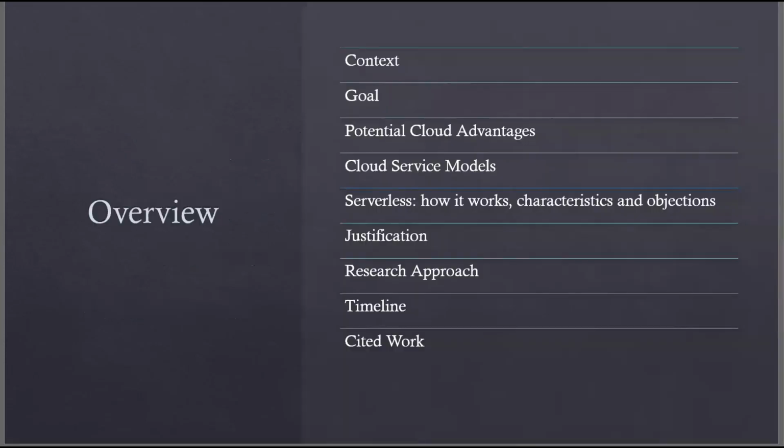So next, a quick overview of what I have here to present today. The context of this research, goal, potential cloud advantages, cloud service models, serverless, justification and research approach, my timeline, and the cited work.